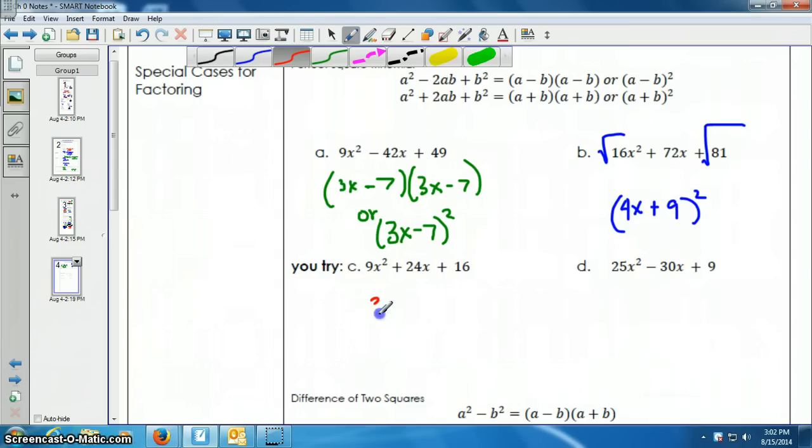So your answers that you should get would be 3x plus 4 squared, or written out twice, and D should be 5x minus 3. Make sure it's a minus, squared.